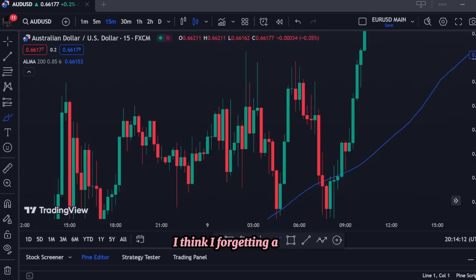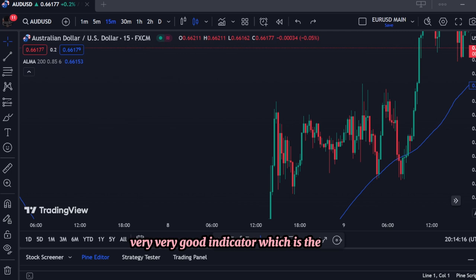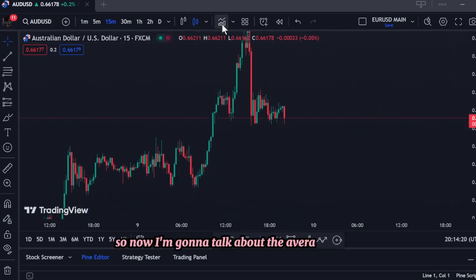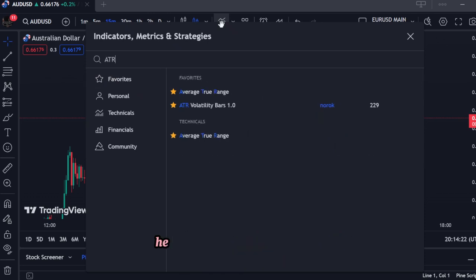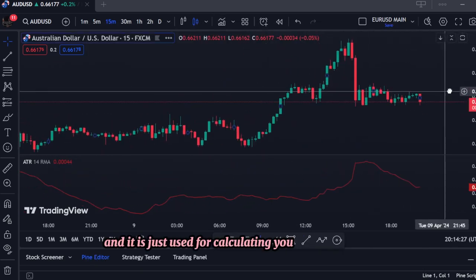I think I'm forgetting a very, very good indicator, which is the ATR, the average true range. Okay. So now I'm going to talk about the average true range. Click here, type ATR. It comes default to TradingView, and it is just used for calculating your stop loss.